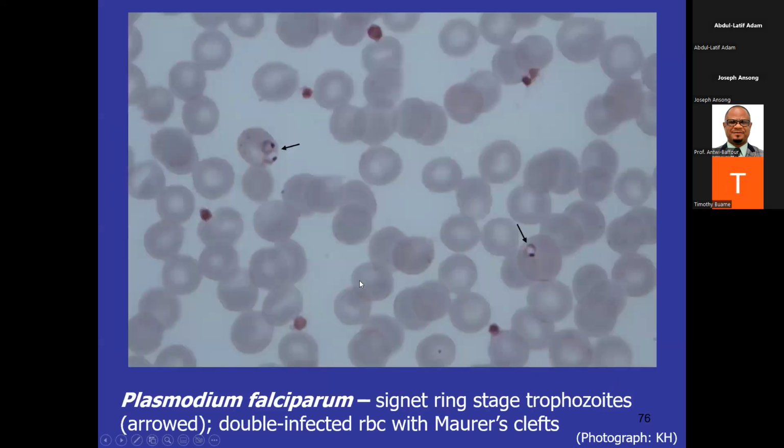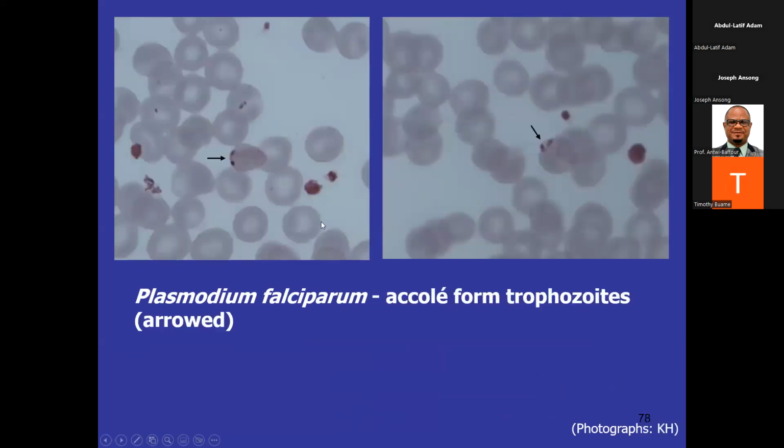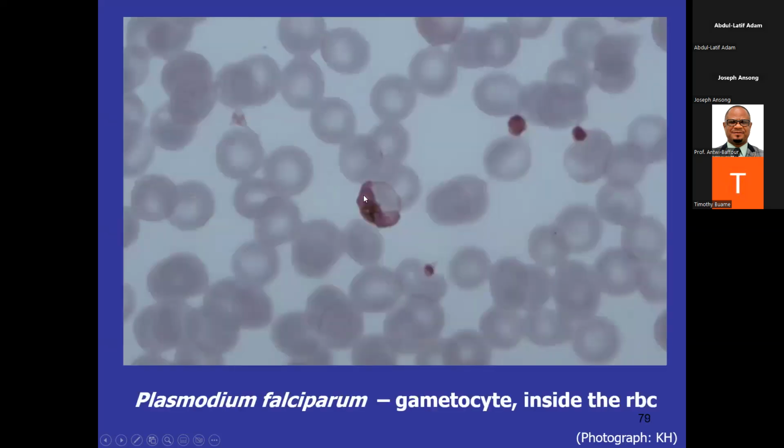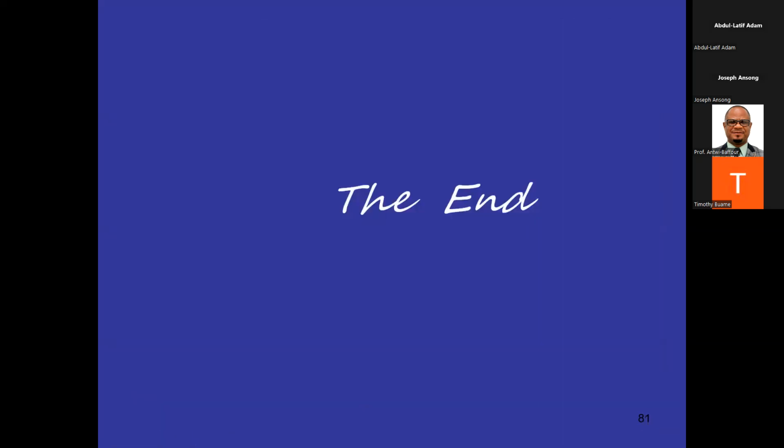These are malaria parasites. If you look at blood films, you are likely to come across them and they must be reported. So we have the actual form of the trophozoites over there. And then we have the gametocyte inside a red blood cell and a free gametocyte.